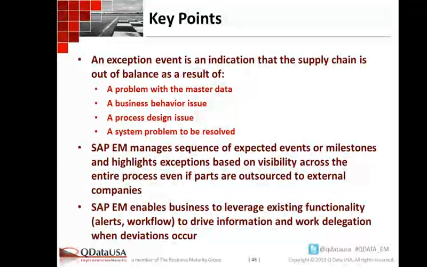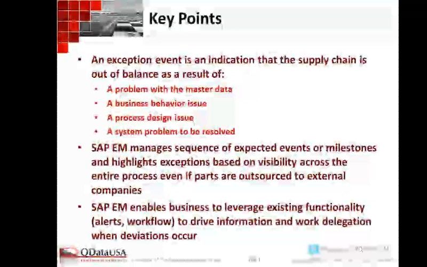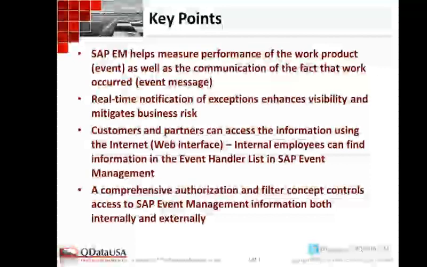Event management manages the sequence of expected events or the milestones and highlights the exceptions based on the visibility across the entire process. And that process can be internal or external to your organization. You can receive events from anywhere and capture that if it's relevant to your business process. EM enables the business to leverage that standard functionality, especially if deviations occur. So using the alert and the workflow framework, we showed how you can integrate, when we uncover an exception, the corrective action for that particular issue.